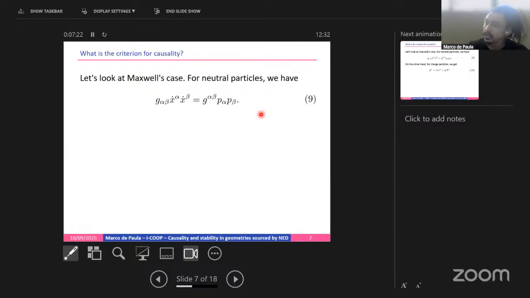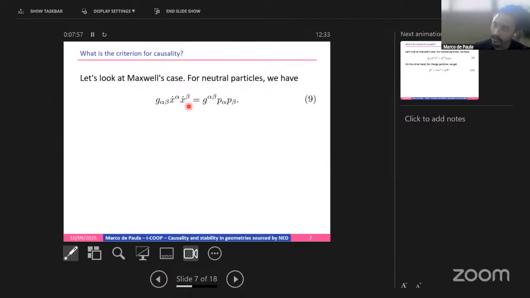So when we consider geodesics in linear electrodynamics and the Maxwell's theory, like the Reissner-Nordström black hole, for instance, we will see that on the left side of equation 9, we have the norm of the four-velocity, which is given by x dot. On the right-hand side of this equation, we have the norm of the four-momentum. And what we observe in electrodynamics is that when we work with photons, for instance, or massive particles as well, the norm of the four-velocity is parallel to the norm of the four-momentum.